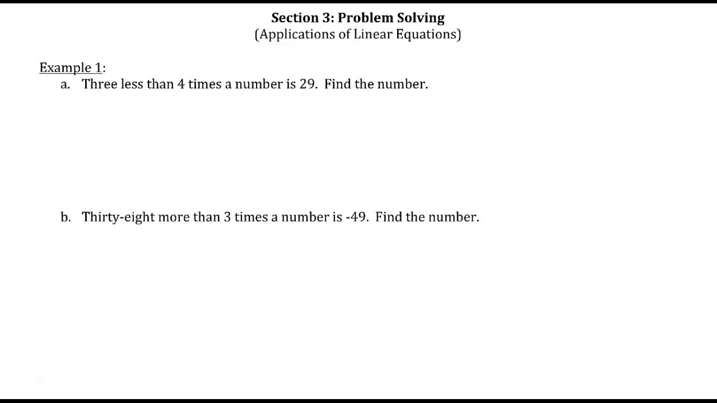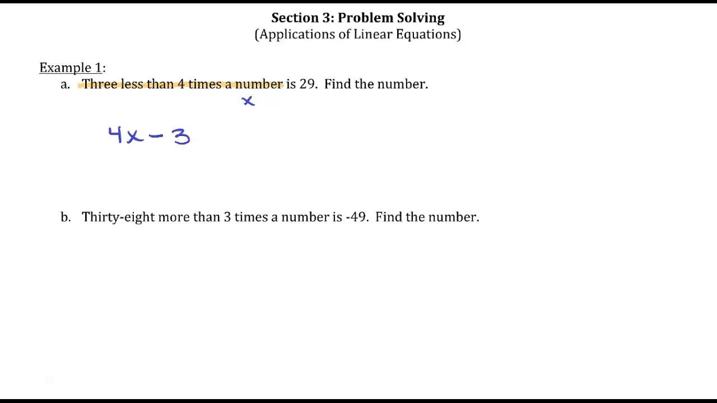Part A says that 3 less than 4 times a number is 29. Let's first work on writing an expression that represents 3 less than 4 times a number. Now, when you see the words a number, that's your clue to choose a variable. Let's choose x. We need 3 less than 4 times our x. We need 4 times our x, but then we need 3 less than that. So we can write 4x minus 3 to mean 3 less than 4 times a number.